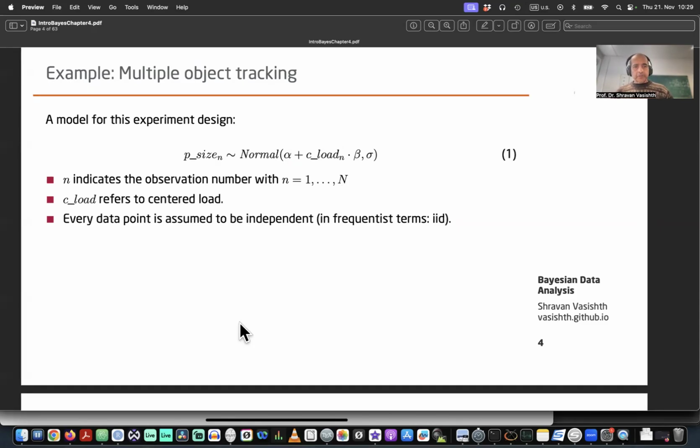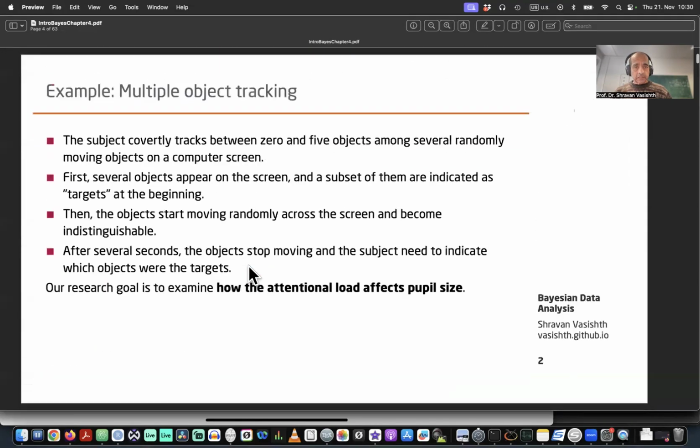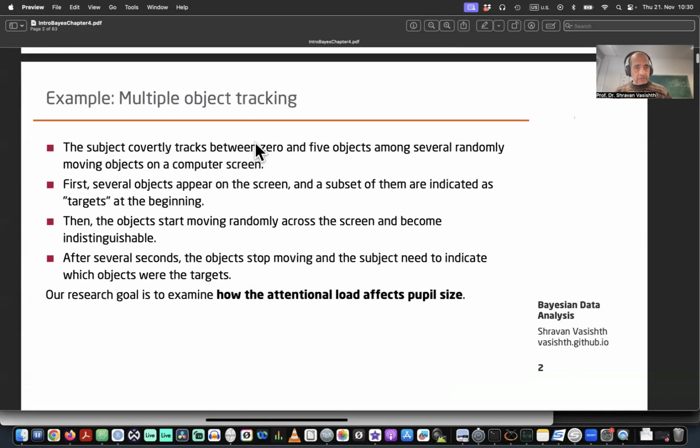So we are assuming for now that every data point in this vector is independent. In frequentist terms, that it's independent and identically distributed. In other words, what I'm assuming here is that I do not have repeated measurements from each subject in each load level condition, right? So remember that the loads are going from 0.